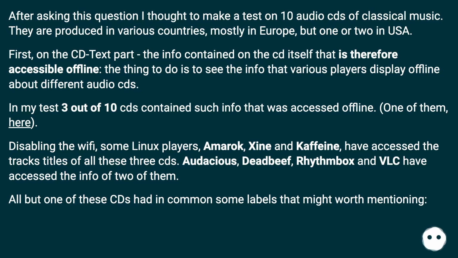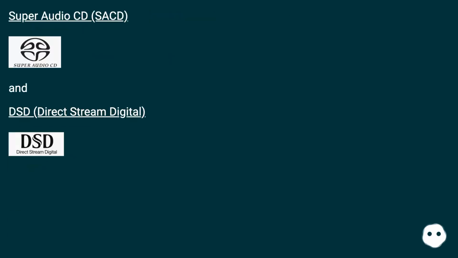One of them, here. Disabling the Wi-Fi, some Linux players, Amarok, Xine, and Kaffeine, have accessed the track titles of all these 3 CDs. Audacious, DeaDBeeF, Rhythmbox and VLC have accessed the info of 2 of them. All but one of these CDs had in common some labels that might be worth mentioning. Super Audio CD, SACD. And DSD, Direct Stream Digital.